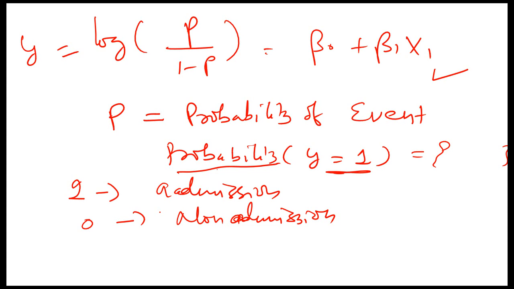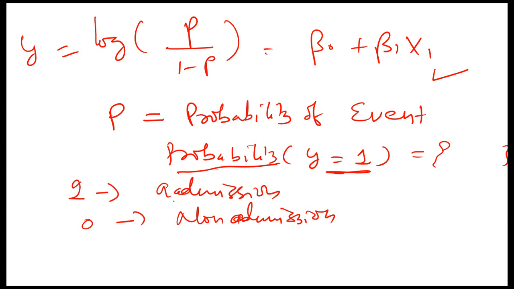On what basis can we define that the probability is more or less? I will come to that. Once you have this regression form and estimate it, finally we come up with probability values.